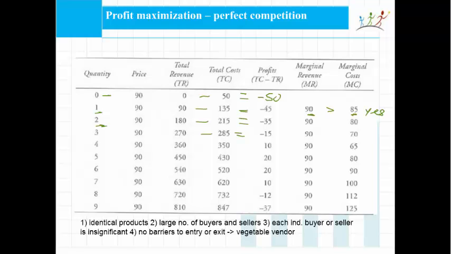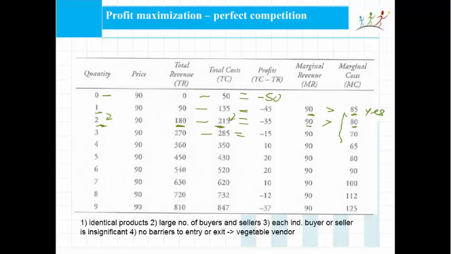As I produce the second unit, I get a total revenue of 180 and total costs of 215. So what is the marginal cost? For producing one more unit, I need to spend how much more? $80 more. So the marginal cost for the production of one more unit is $80. Again, marginal revenue is greater than marginal cost. So I should produce, I am reducing my total loss.